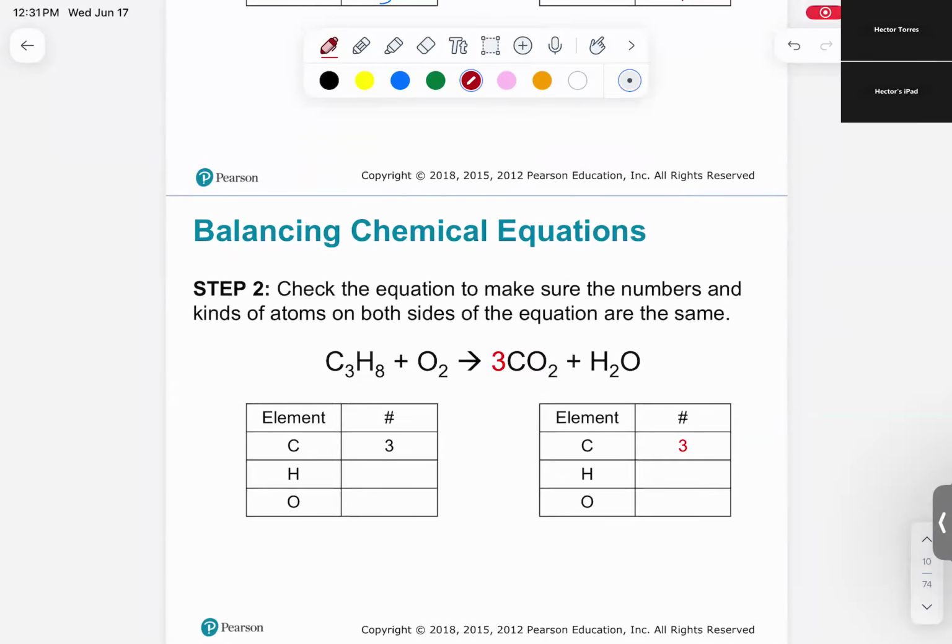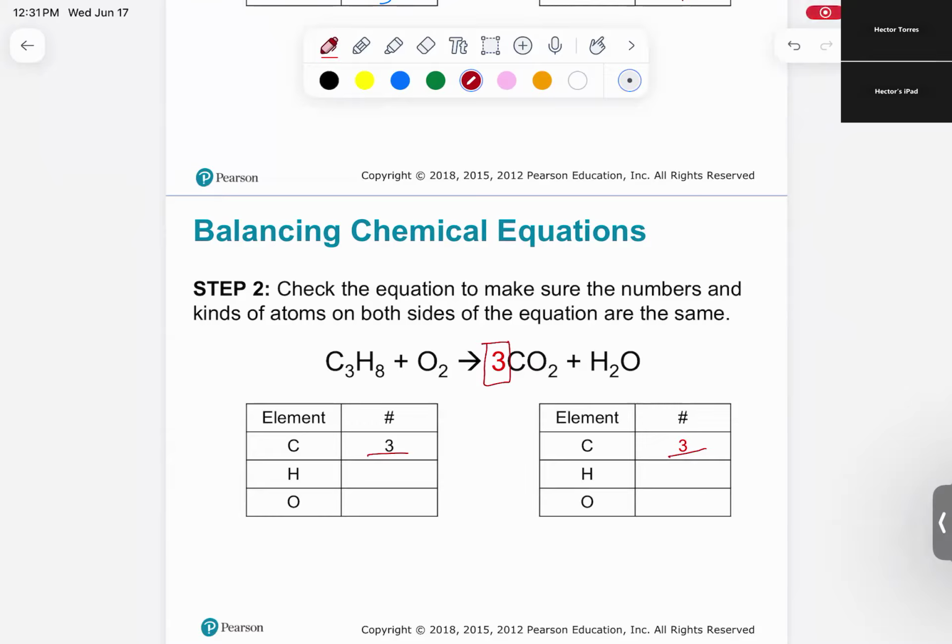Step 2 is to check the equation and make sure the numbers and kinds of atoms on both sides of the equation are the same. We noticed that our carbons were different on the reactants and the products. So what we did is we added this 3 here to make it so I have 3 carbons on both sides. That's how you balance them: you see which one has more, which one has less, and how you can have them have the same amount.